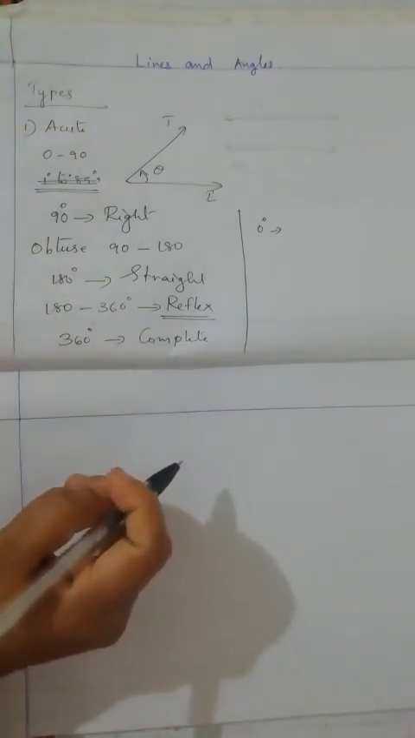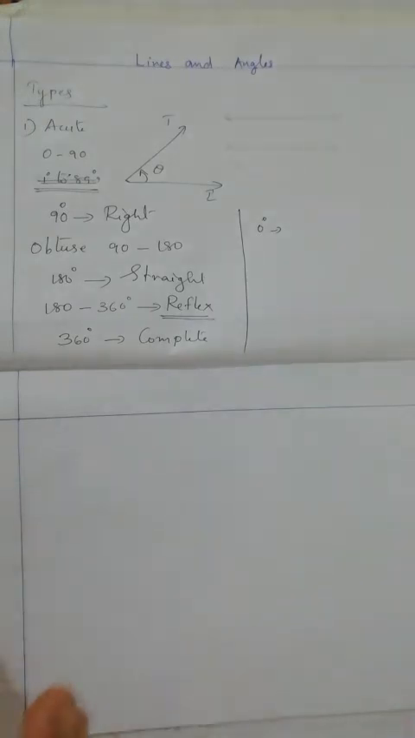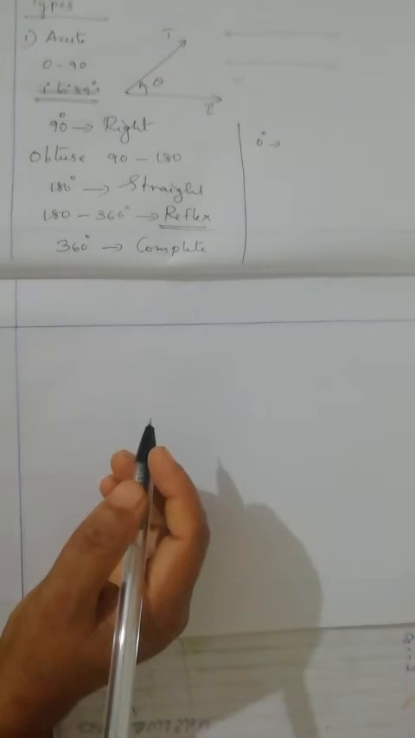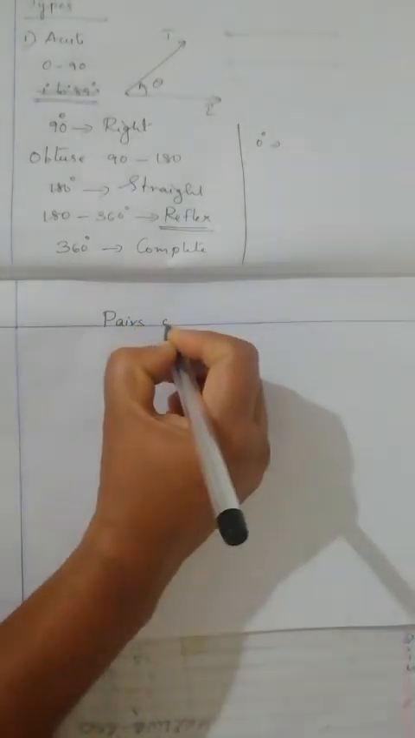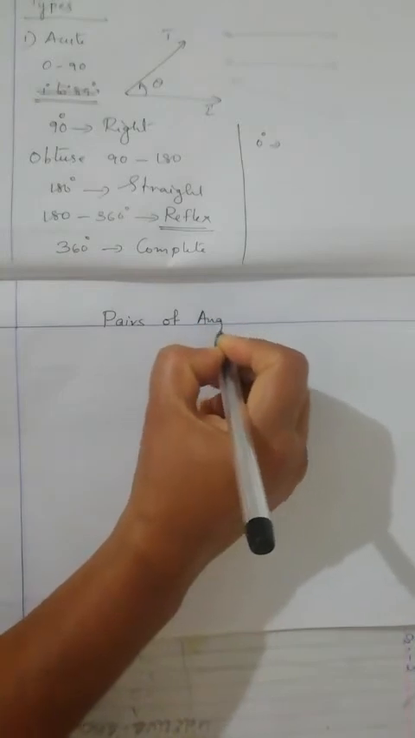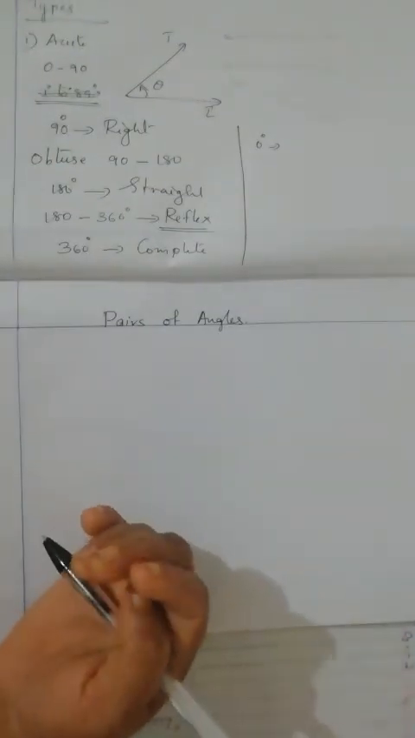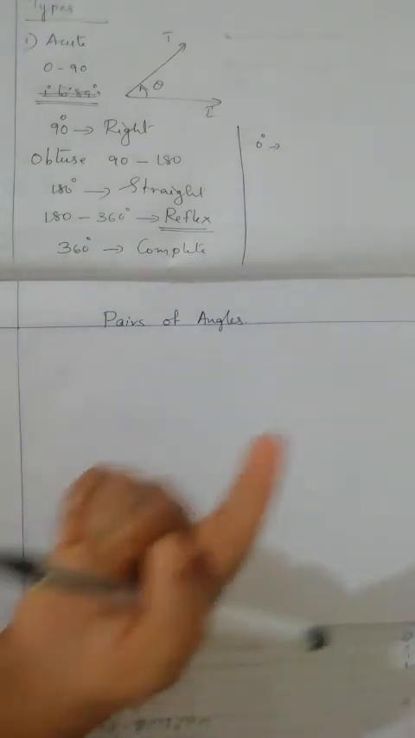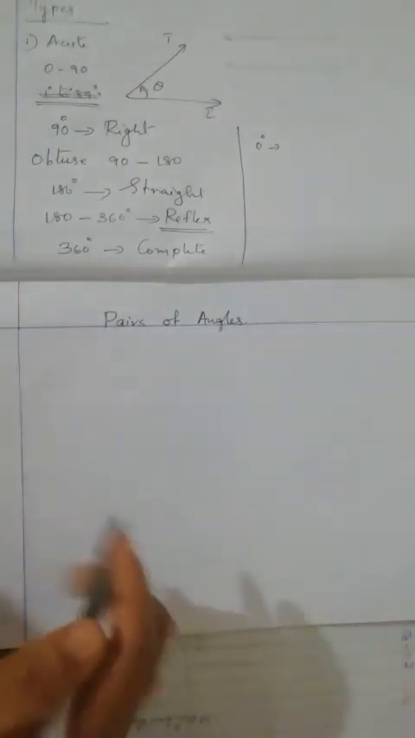Everything clear now? Now you have come to the portion of lines and angles. Now we are studying pairs of angles. Pairs of angles means what? A pair means two angles together. Pair, you know, like a pair of chappals: two chappals come together, you cannot buy only one. Like that, pairs of angles means two angles together.